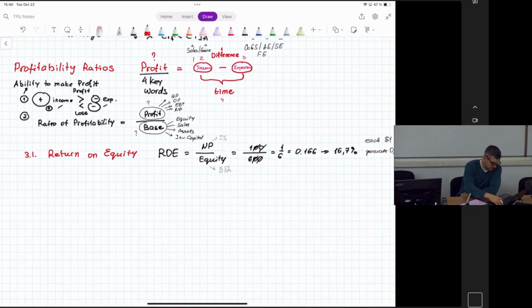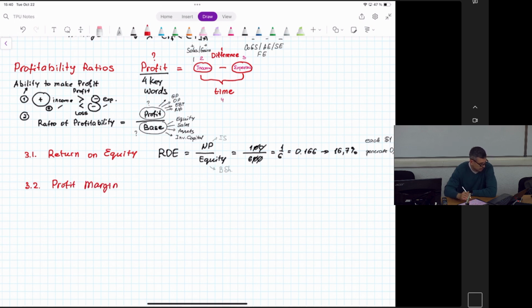This is ratio number 1. Ratio number 2, 3.2. This is called return on... no, it's not, we're still not there. Hold on, not return. We will call it profit margin.